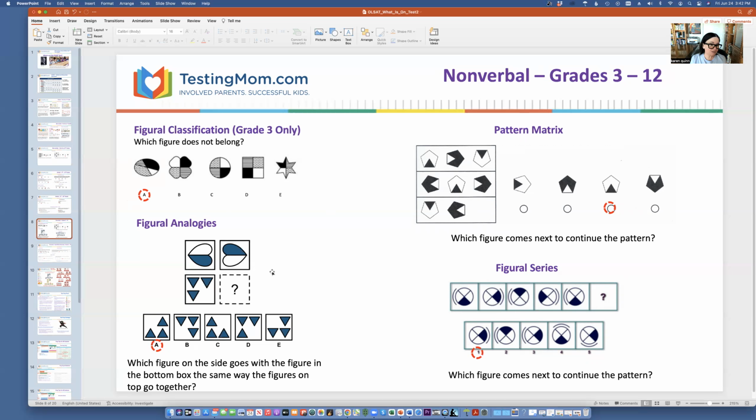And actually figural analogies are the same. They're also on the test for younger kids. With this one, the one we have right here, what we have is a 180-degree rotation to get to this right here. So we need a 180-degree rotation to get to this one right here. So that's what's happening there.